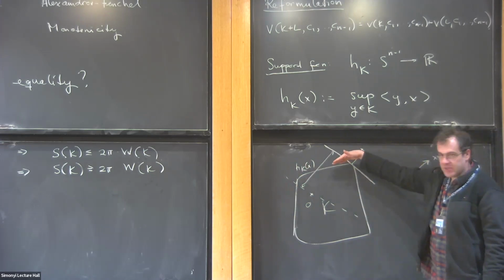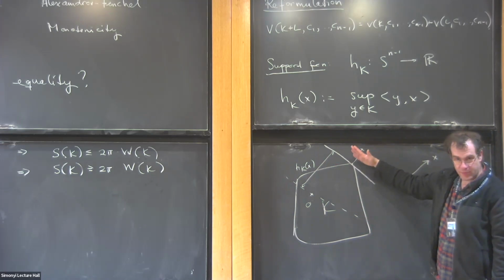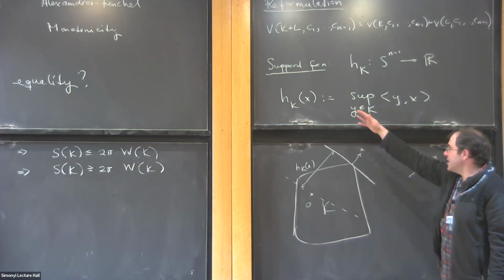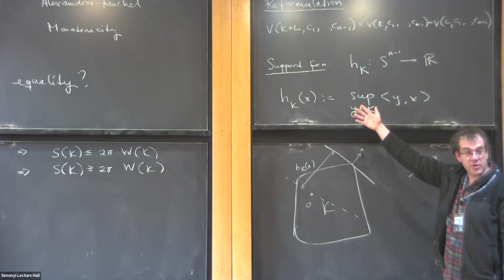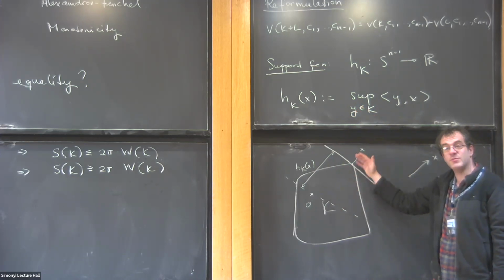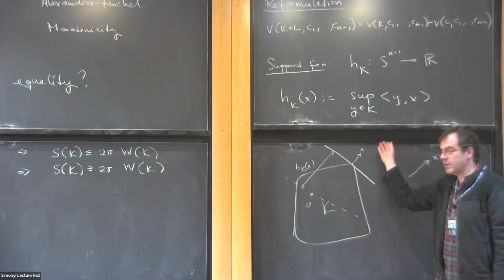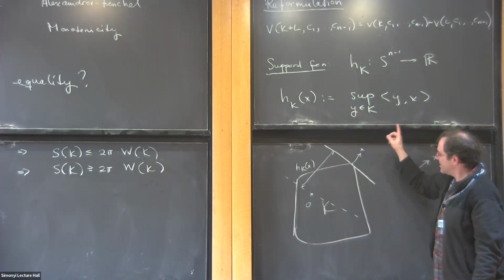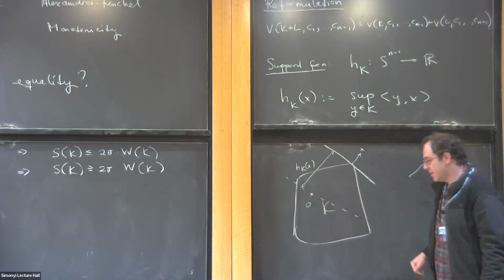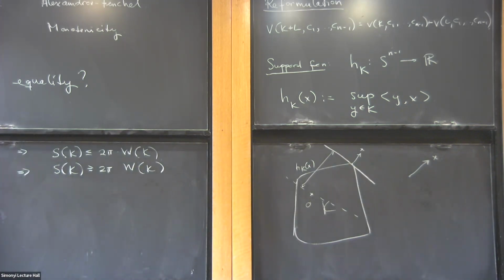So h_K of x, what does it tell us? It tells us in every direction how far the supporting hyperplane of the convex body is from the origin. And that means that this function contains all the information about the convex body. Because by convexity, a convex body is just the intersection of all of its supporting half spaces. So if you know where each of the supporting hyperplanes are, you can reconstruct the convex body. It's the signed distance, technically. But if the origin is inside the body, this distance is always positive. Very good. Now, why do we need this object?